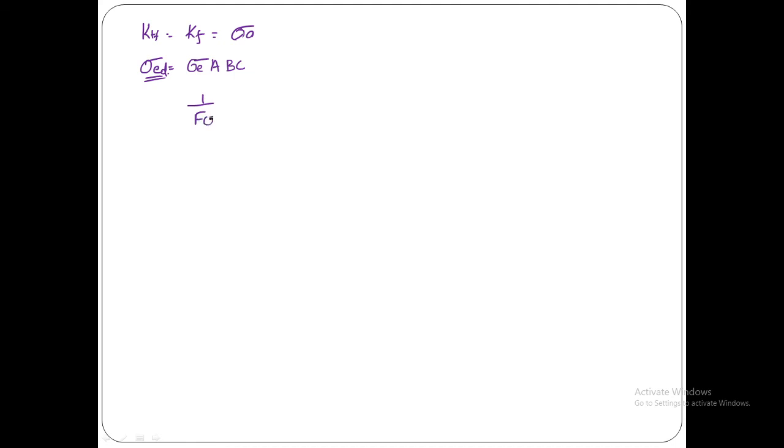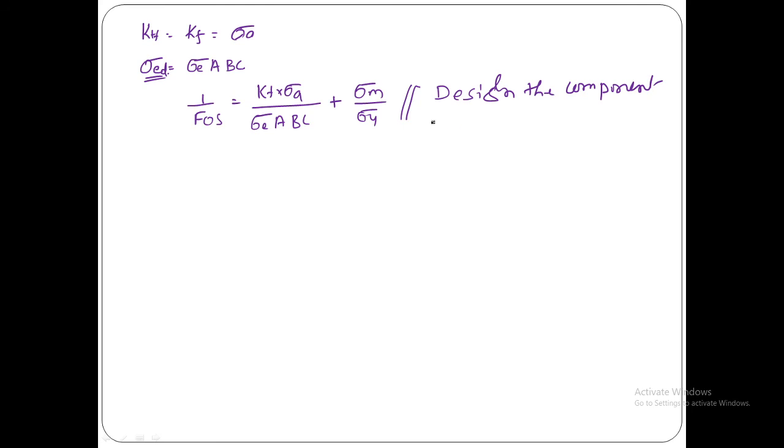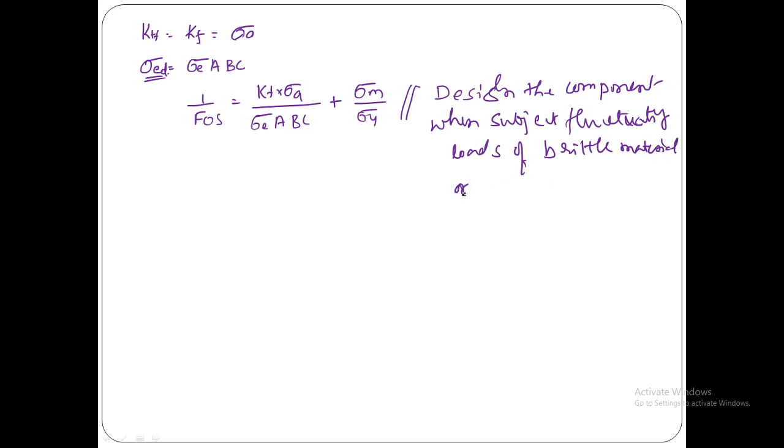So 1 divided by FOS equals KF into sigma A divided by sigma E ABC, plus sigma M divided by sigma U. Now this is the relation used to design components subjected to fluctuating loads, of brittle material or of a nature which has the ultimate stress.